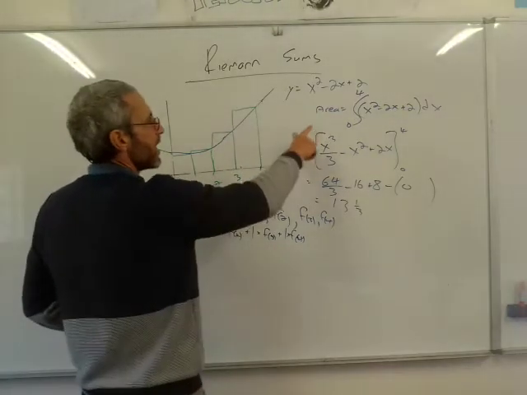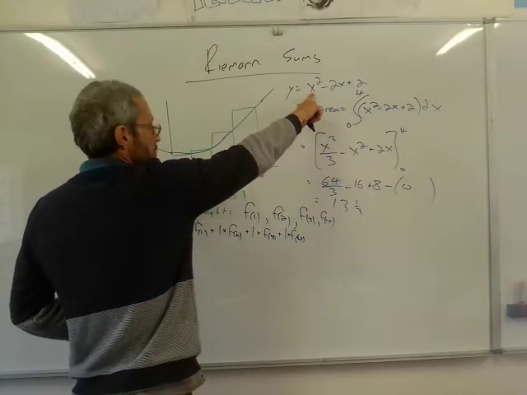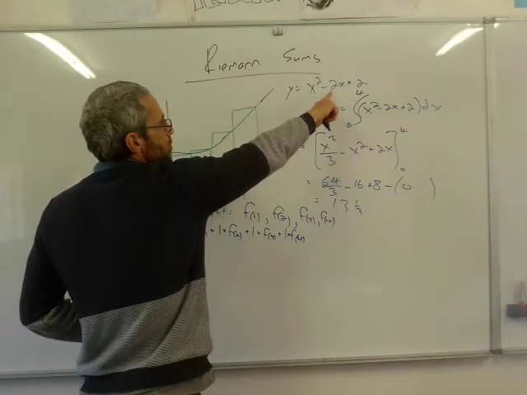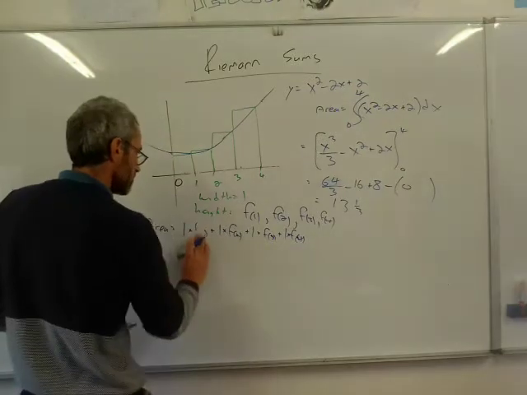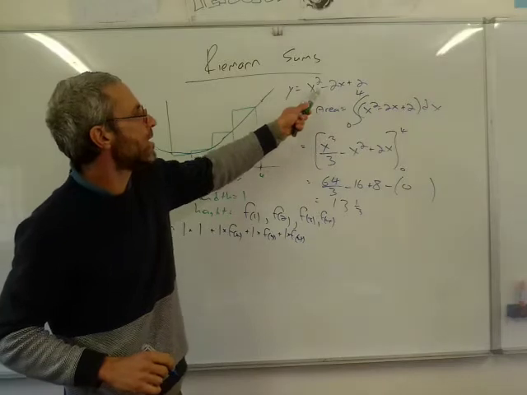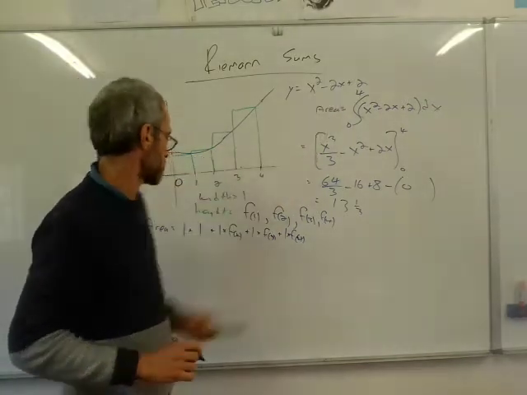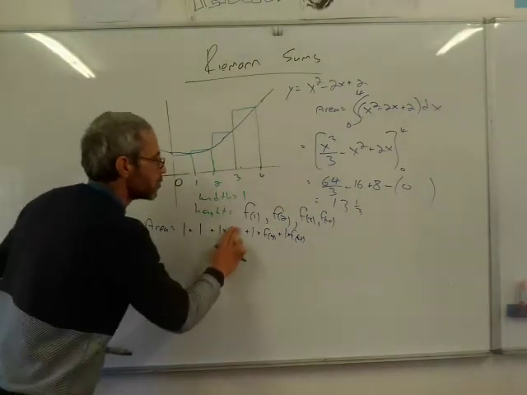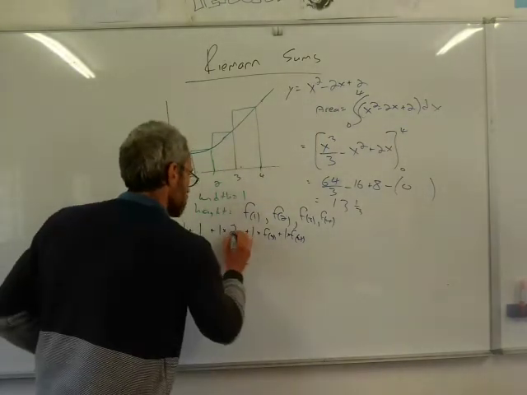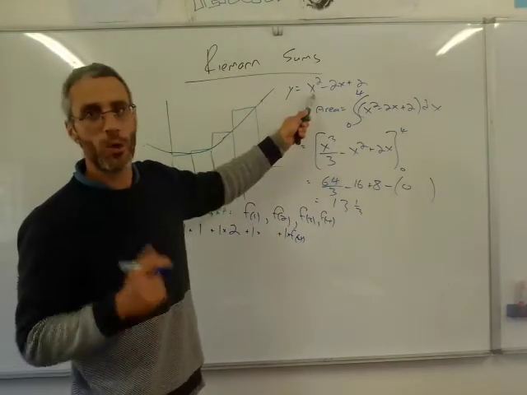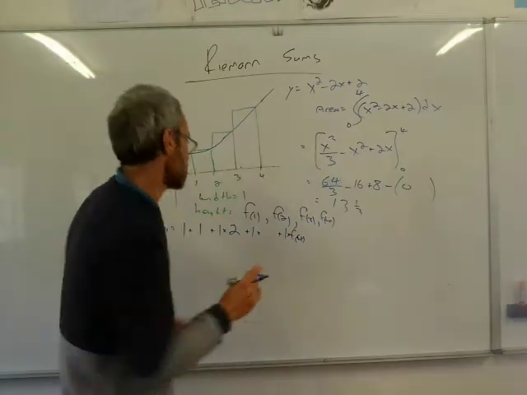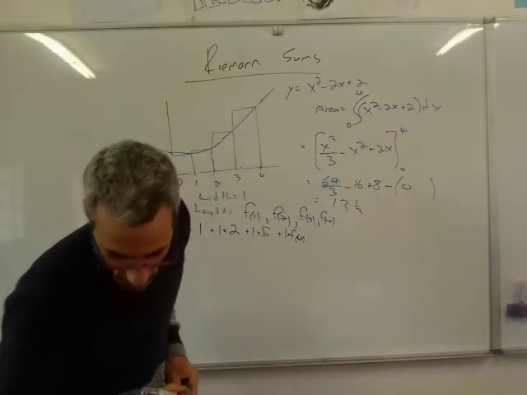What is f1? I need to put 1 here. So it's going to be 1 squared, minus 2, which is minus 1, plus 2 is 1. I'm just substituting 1 here. So 1 squared is 1, minus 2 is minus 1, plus 2 is 1. What is f2? 2 squared is 4, 4 minus 4 is 0, plus 2 is 2. Now 3 squared is 9, 9 minus 6 is 3, 3 plus 2 is 5. Just checking that I've got it right, yeah.